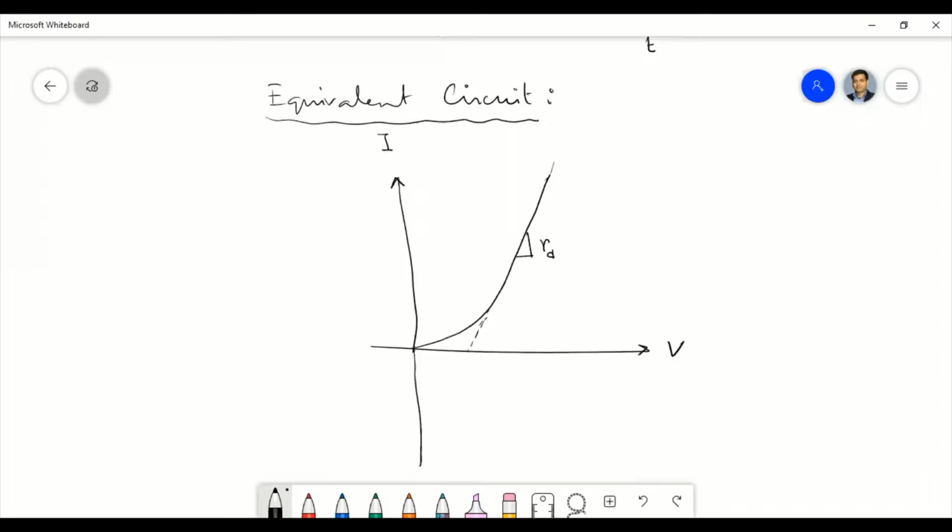And if we extend the slope of this RD, the point at which it intercepts is called the threshold voltage VT.